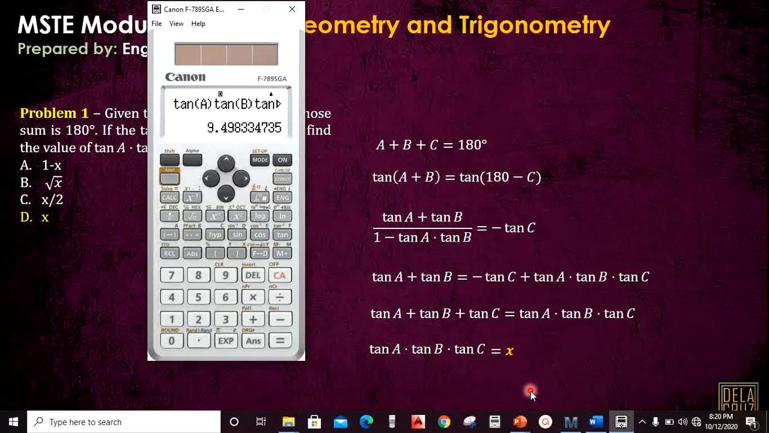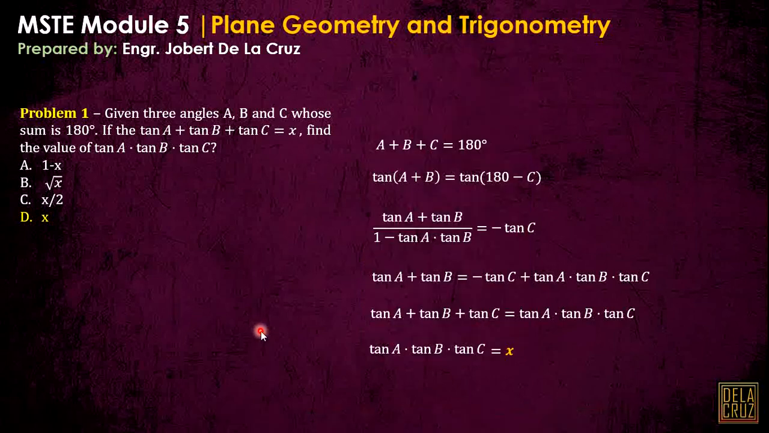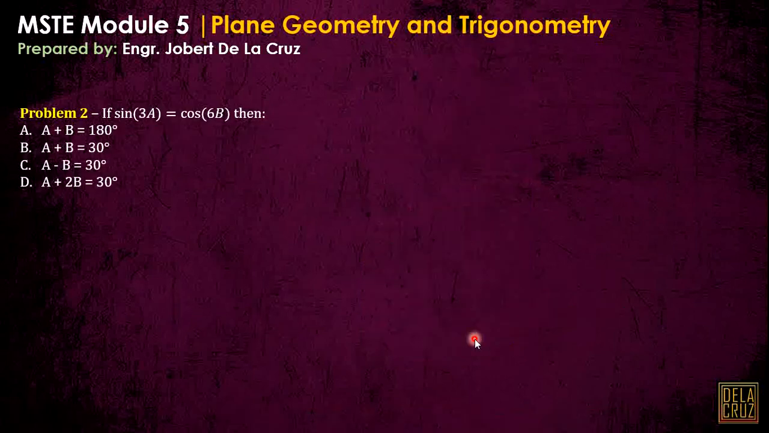That means the product of the tangents is just equal to x. Okay, that one. I hope you understand that, no? So another example. If sine 3A is equal to cosine 6B, then what is true on the choices?